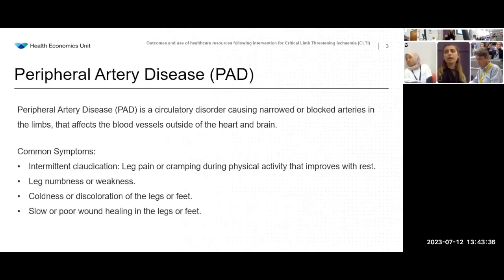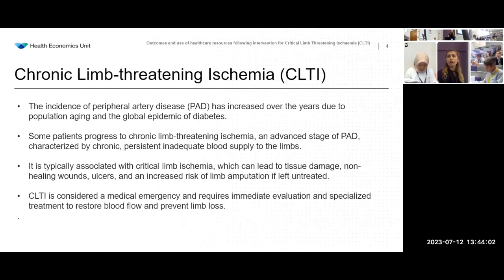Peripheral artery disease, PAD, is a circulatory disorder that is caused by narrowed or blocked arteries in the limbs. The most typical symptoms are pain or cramps in the legs, discolored limbs, weak limbs, and non-healing or slowly healing wounds. The prevalence of PAD has increased over the last years, and the reason for this is the aging and also the increased rates of diabetes in the population.